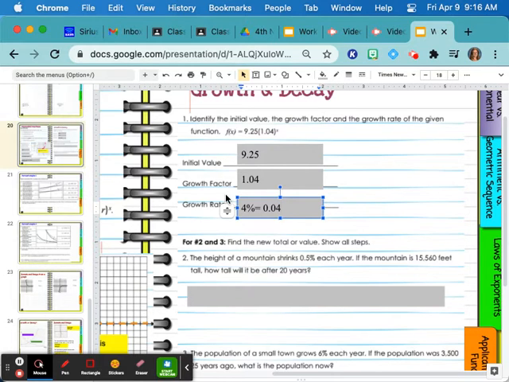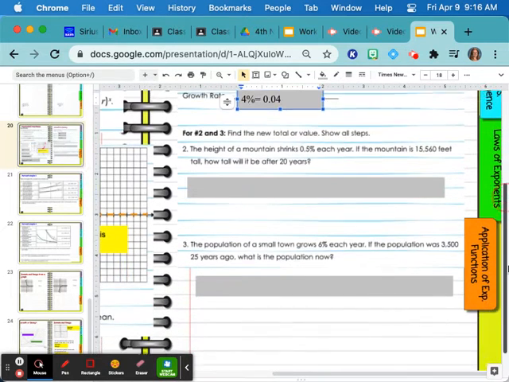On your EOC, they use that a lot. They use your percentage. So you got to know, if it's increasing, you add 100% to whatever your rate is. And then decreasing, you're subtracting whatever your rate is from 100.